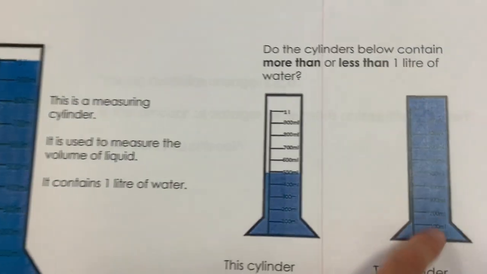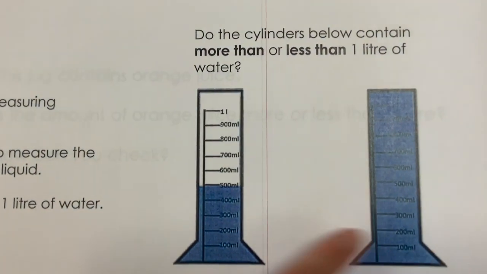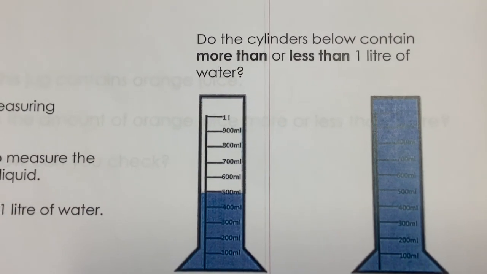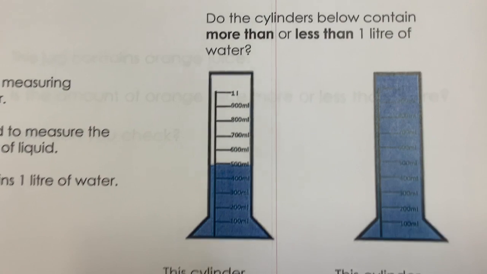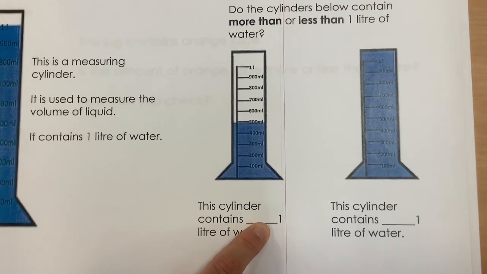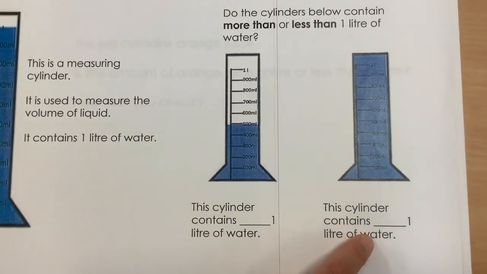Here is the measuring cylinder again with different amounts of water in there. So have a think, tell me, does this cylinder contain more than or less than 1 litre of water, and the same for this one?